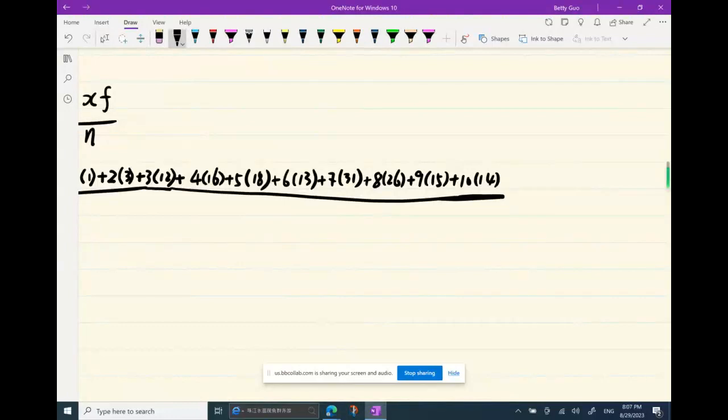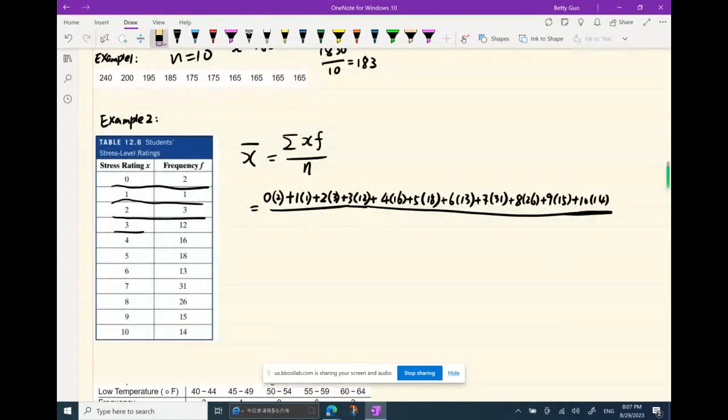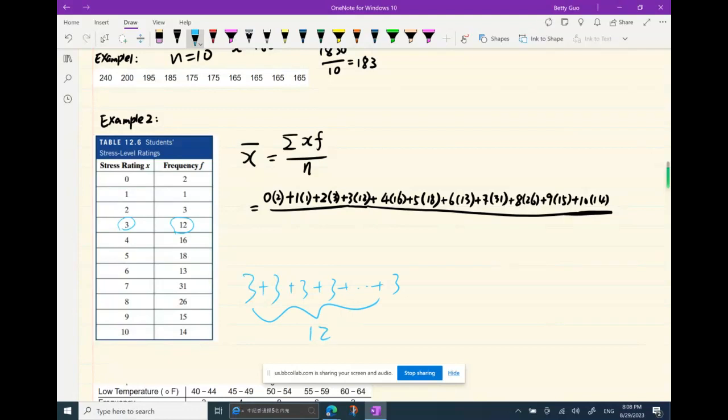Let's understand why. The numerator basically is the sum of all the values in the sample. For example, you have 12 threes, right? Instead of writing 3 plus 3 plus 3 and so on plus 3, instead of writing 12 threes added together, you write 3 times 12. Does that make sense? That's how we have the numerator like that.